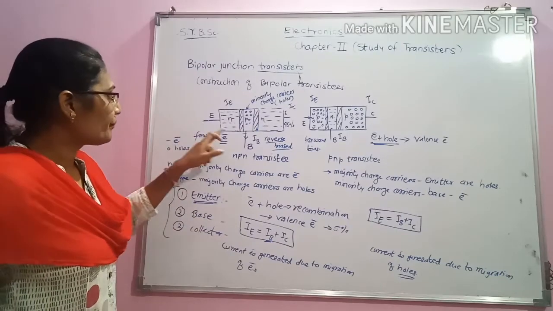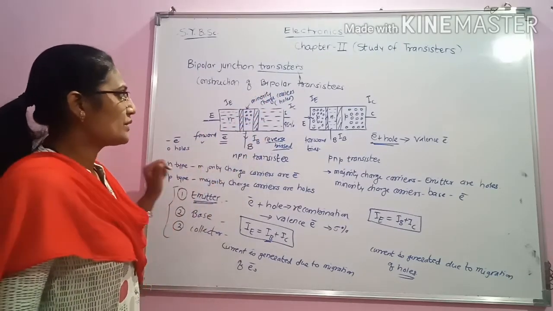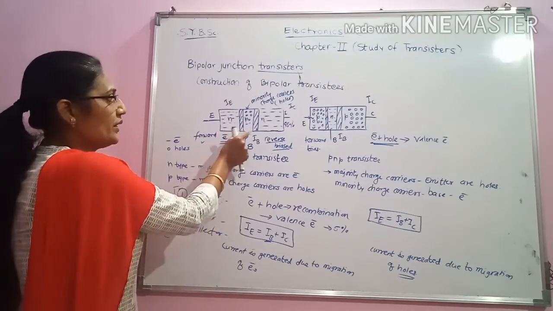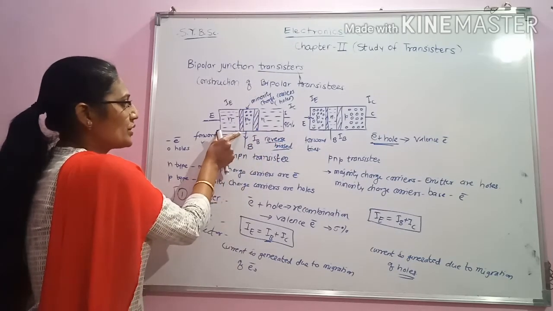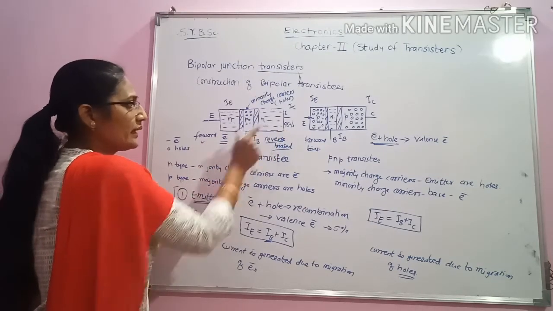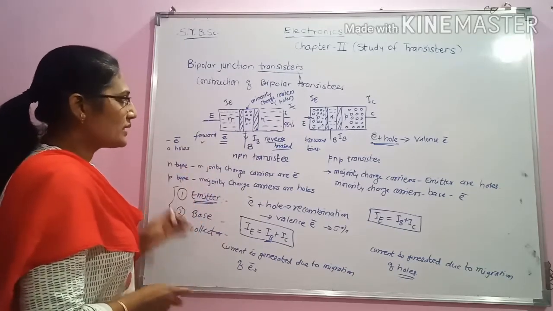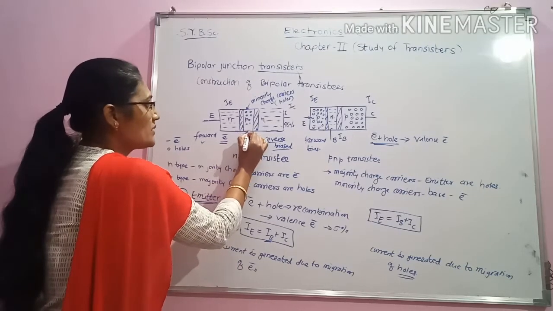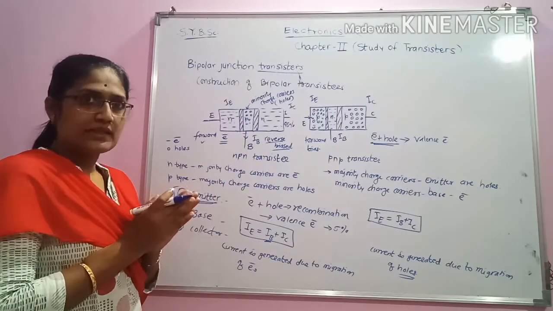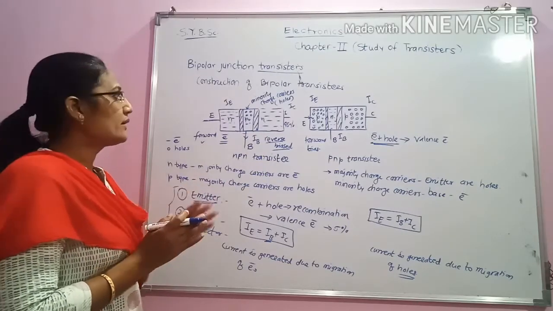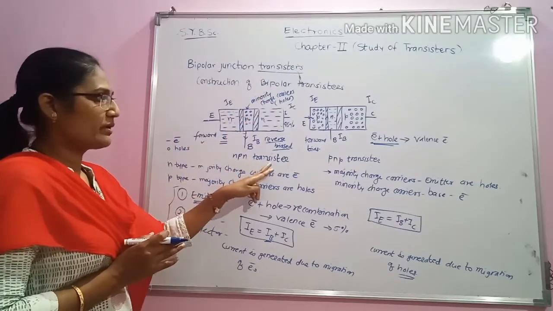Now here a bipolar transistor with NPN structure is shown. This is the N region, base region, and this is the collector region. This portion is emitter, base, and collector. These are the three terminals of a given transistor. What is the base? The base is located at the center portion. Its thickness is very small and it consists of minority charge carriers, holes, in case of NPN transistor.